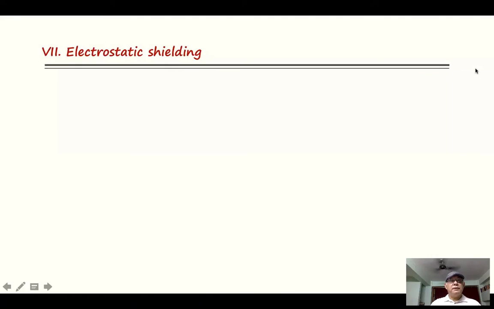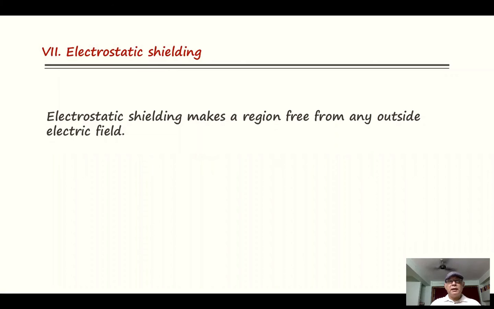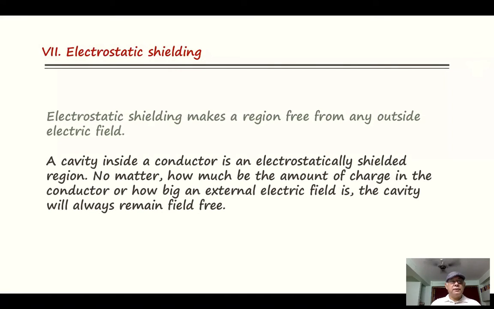Number 7, electrostatic shielding. Electrostatic shielding makes a region free from any outside electric field. A cavity inside a conductor is an electrostatically shielded region. No matter how much be the amount of charge in the conductor or how big an external electric field is, the cavity will always remain field-free.